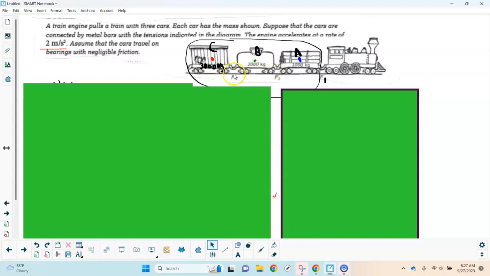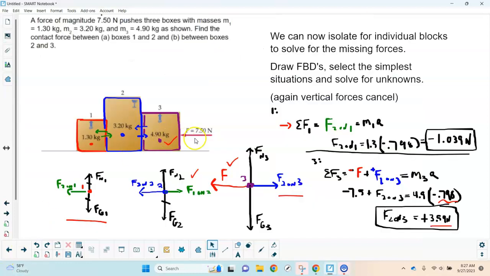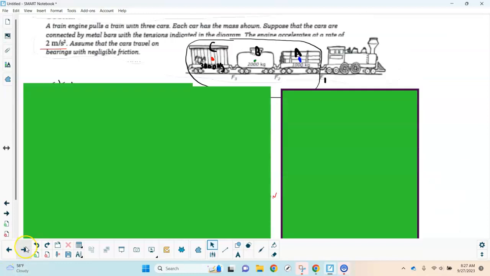So F2 and F3, those are internal forces. They are inside of my circle that represents my system. F1 is outside of the circle. So that's the force that's propelling it forward. It's sort of like in the last problem, the force on the outside pushing the whole thing. This time it's just F1 pulling this whole thing.